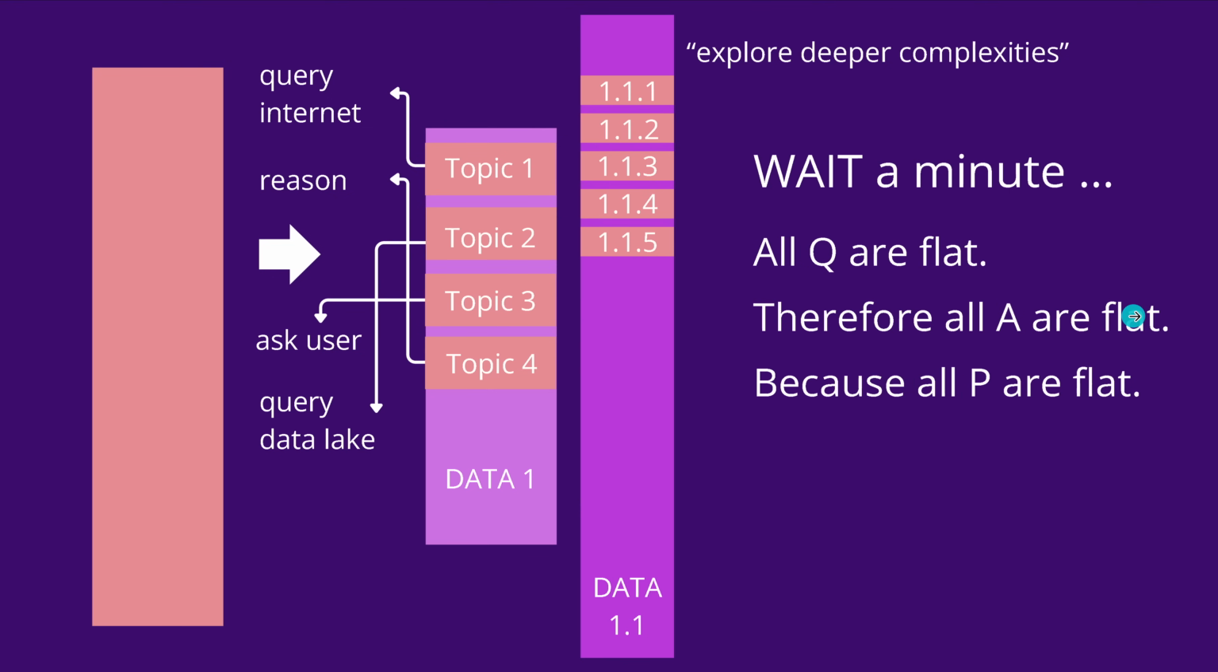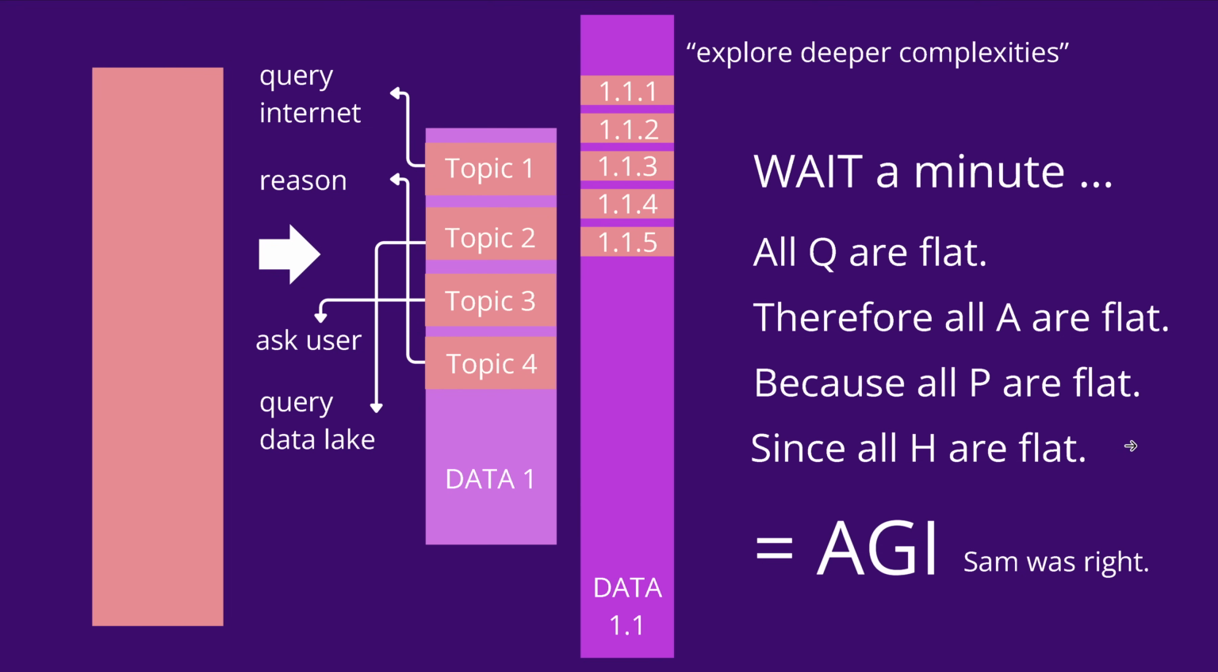And because all answers are flat, let's go for the next step. This means all problems are flat too. It's a beautiful, simple world. Why would you want to complicate AI? And since all problems that we encounter with AI are flat, that's great, because we humans are also flat when we use AI. So we only have a very shallow level of complexity when we use AI or AGI. So therefore, it is AGI. So therefore, Sam was right. Quod erat demonstrandum. We have proven it. GPT-5 is AGI. Great.